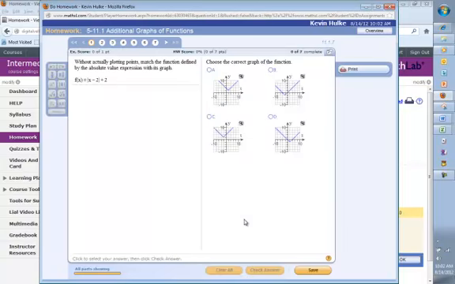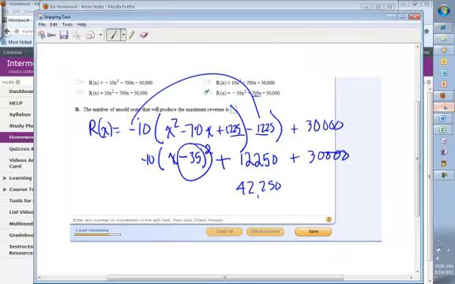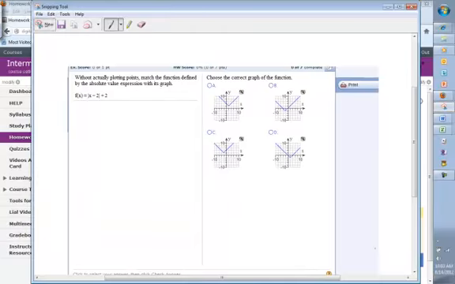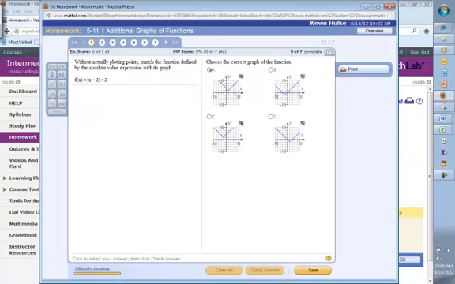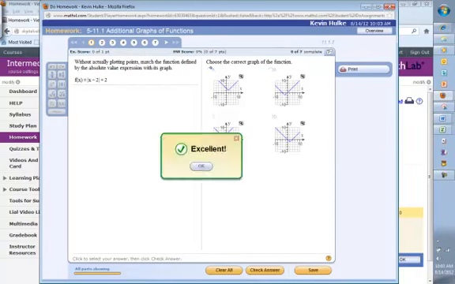Without actually plotting the points, match the graph defined by the absolute value function shown here. Just like we were doing with the other functions that we were dealing with last unit, we can tell what the x-coordinate is and the y-coordinate is. The x is right here, but you have to switch the sign from negative to positive, and then the y-coordinate is here. So over 2, up 2, and it looks like letter A matches because the absolute value function is a V.